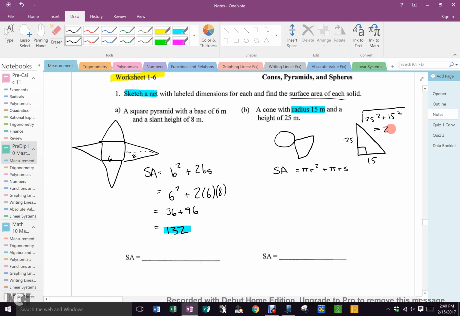And it's 29.15. So now I take that down to here. Pi times r squared plus pi times 15 times 29.15, and I get an answer of 2080.52.